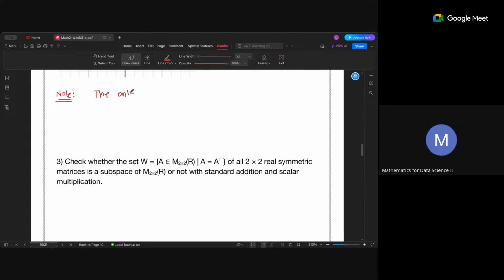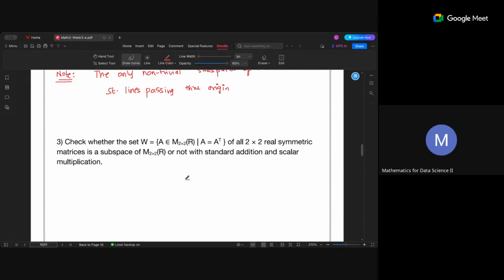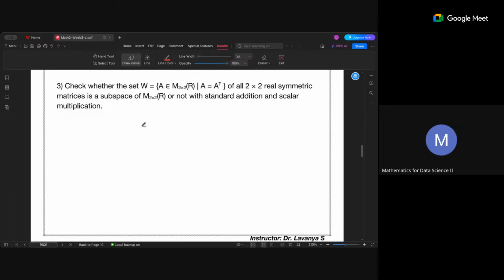The only non-trivial subspaces of R2 are straight lines passing through the origin. Okay, what are the non-trivial subspaces of R2? Straight lines passing through the origin. Okay, fine. All right. So, okay, now here is a little different example.